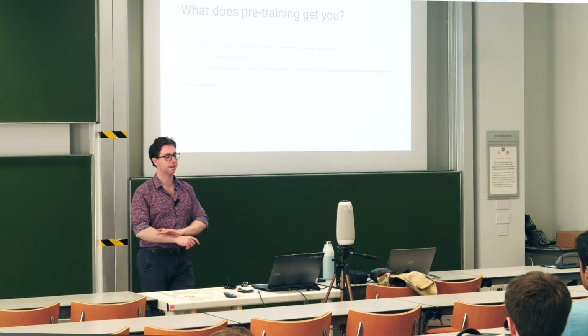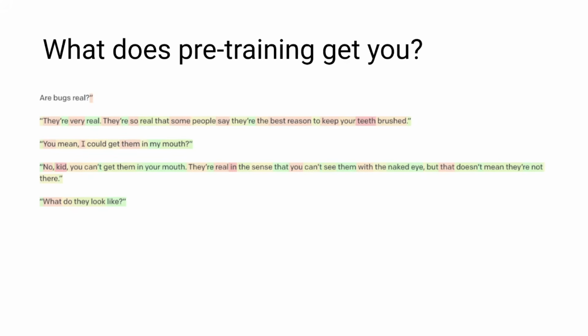And to really hammer this home, here's another example. The thing that you've typed in is, are bugs real? And then you're letting the model autoregressively generate from there. This is, again, the base model. And it says, okay, someone's asking, are bugs real? What's the most likely text for me to be generating here? And the answer is, it's probably a dialogue between a kid and an adult. And that's what it decides is going on.